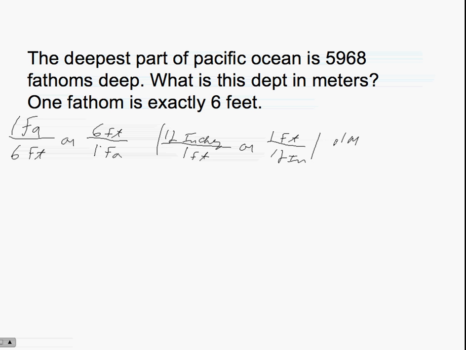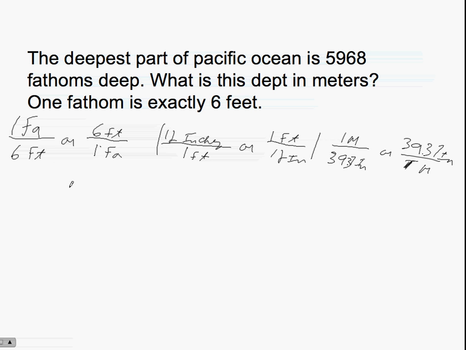And our next relationship is that for every 1 meter, I have 39.37 inches. Or we can say for every 39.37 inches, I have 1 meter.